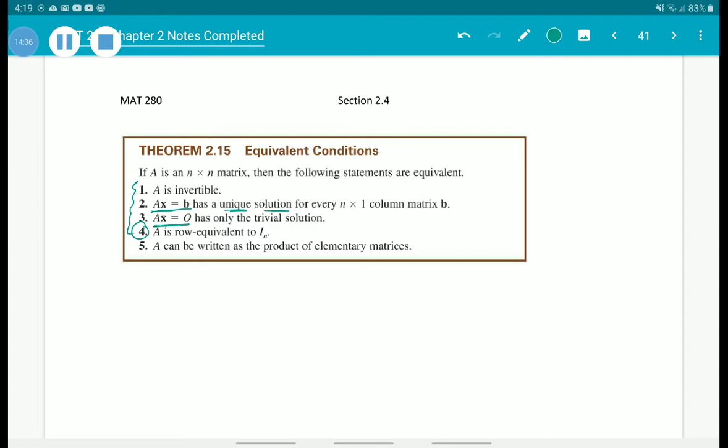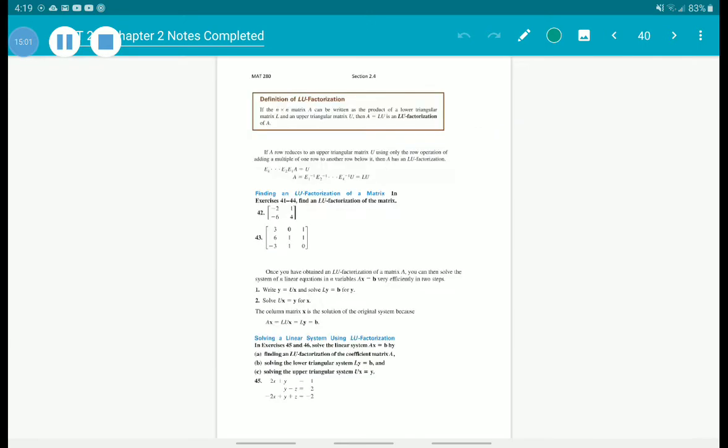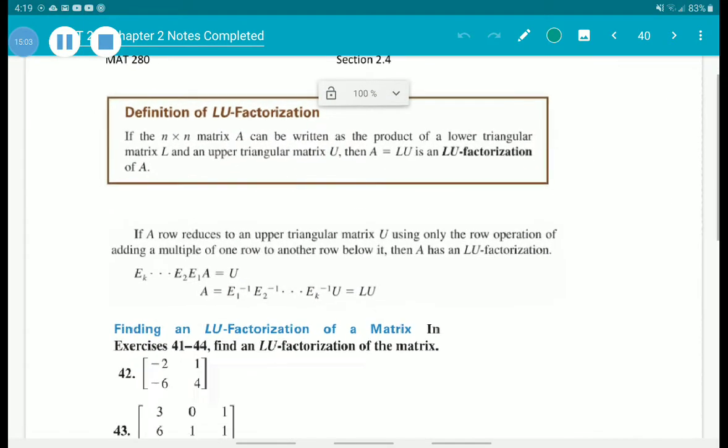And if we can do all of that, then that guarantees 5 happens, which means that we could take that matrix A and write it as a product of elementary matrices. So all of these 5 criteria really are interchangeable with one another. If one happens, then all 5 of those have to be true. So that's kind of a cool thing. And we'll keep building this list as we go through the course. So it's neat to see how everything's tying together.